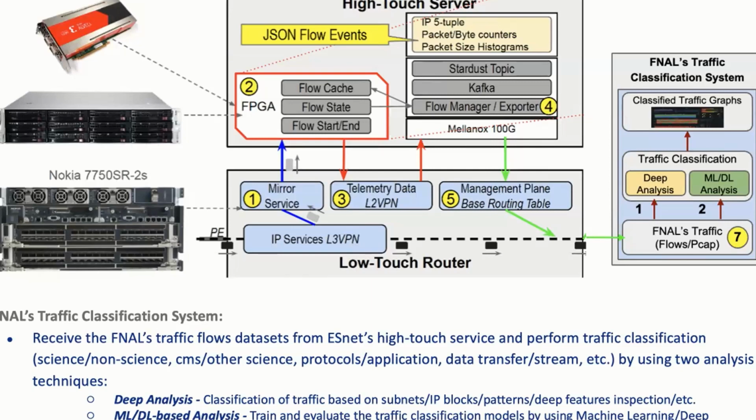The purpose of AI-based traffic classification is that within Fermilab we have very different sorts of traffic in and out, and particularly we are focusing on CMS traffic. We want to identify: okay, this is science traffic, this is non-science traffic, this is CMS traffic, and this is DUNE traffic. At the protocol level, the application level, and the data and stream level, we can identify what type of traffic is going in and out of Fermilab. We just started this project with ESnet, and we are working on it and hope to have some results in the near future.